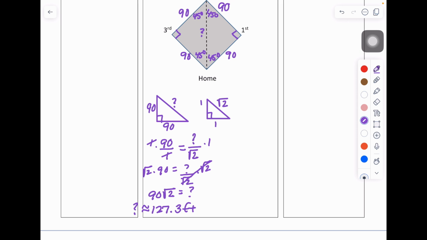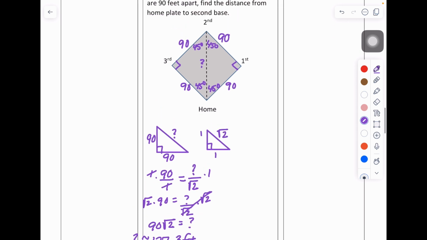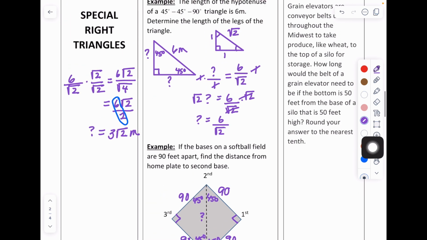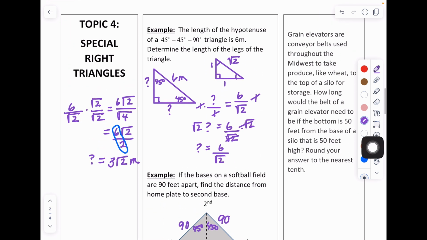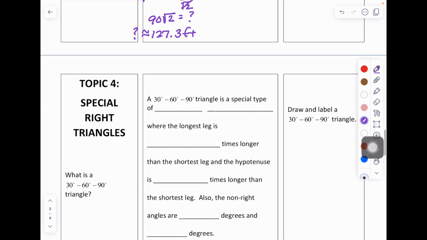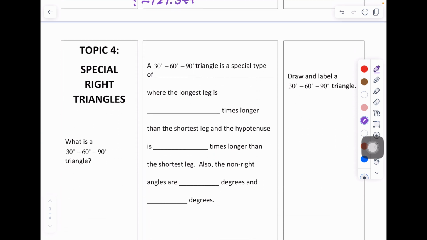Now again, you're using this reference triangle that has our ratio of leg to hypotenuse, 1 to 1 to square root of 2. And I'm going to leave this example for you. Now that was the triangle, like I said, that was the 45, 45, 90. I feel like it's a little bit easier because you have two legs that are the same length.